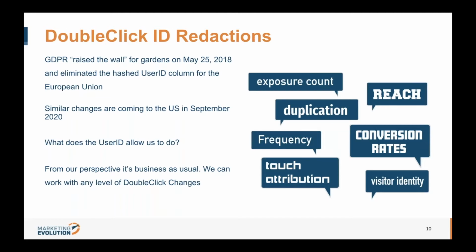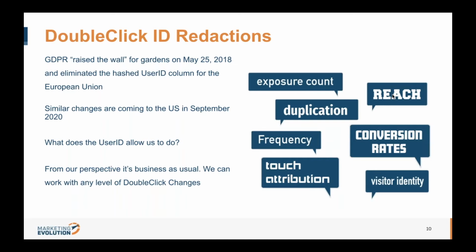So first off, GDPR raised the walls for gardens on May 25th, 2018, and it eliminated that hashed user ID column for the European Union or any global data transfer that included the European Union. Similar changes are actually coming into the U.S. in September 2020. For those of us in the industry, you know that Google's been talking about this for a long time, didn't commit to a date. Well, now they've committed to the date and it's going away. So I guess that means the world is ending, but maybe not.